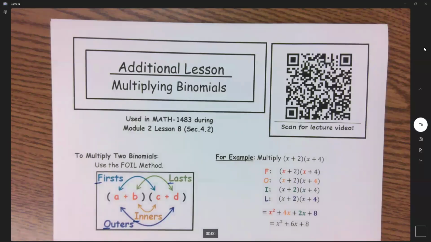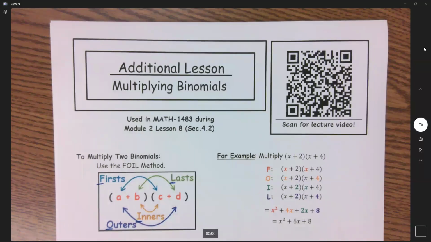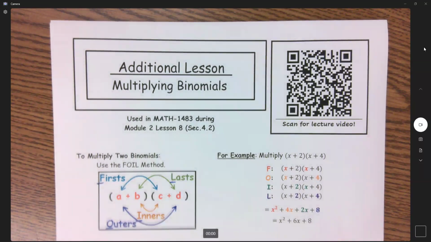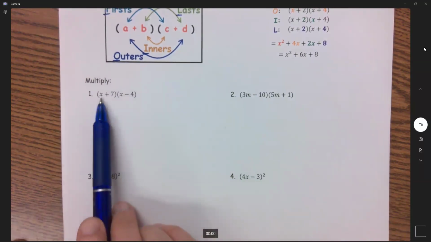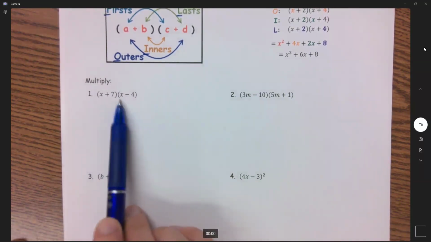Welcome to your additional lesson over multiplying binomials. We will use this specifically in one lesson in Module 2, Lesson 8. Multiplying binomials means, here are our examples of binomials. Binomial meaning two, when we multiply two terms by these two terms.